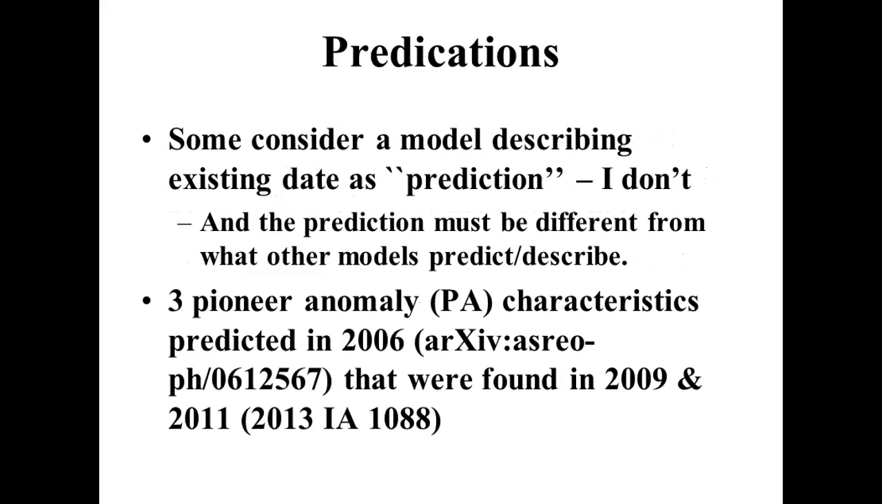Some consider a model describing existing data as prediction. I don't. And the prediction must be different from what other models predict and describe, as we said. The STOE model predictions started in 2006, and here's the archive reference about the Pioneer anomaly.